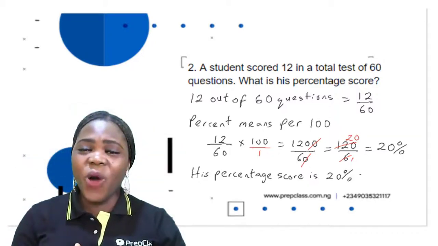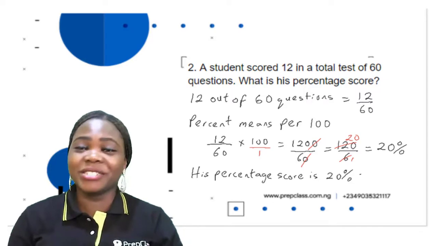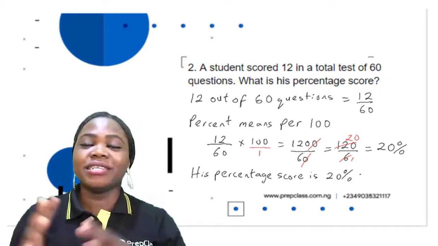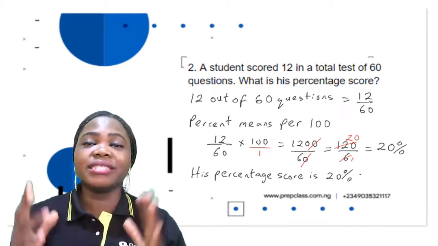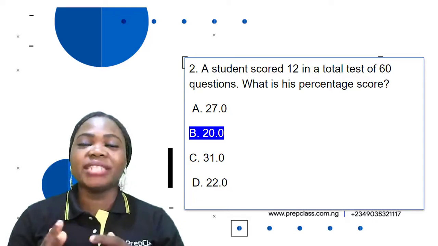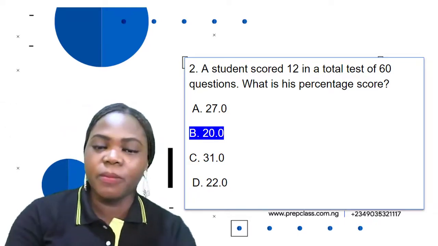That's very poor. Don't have 20% in your test. That's not good enough. So his percentage score is 20%. Okay, so the correct option is B, 20.0. So his percentage score is 20.0.